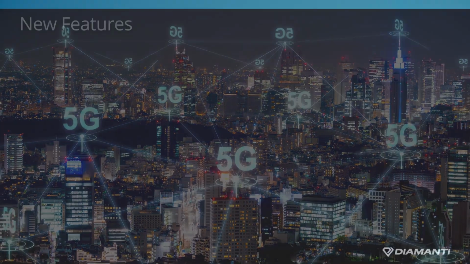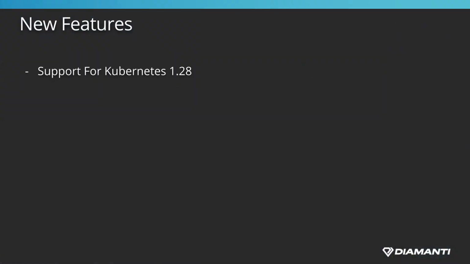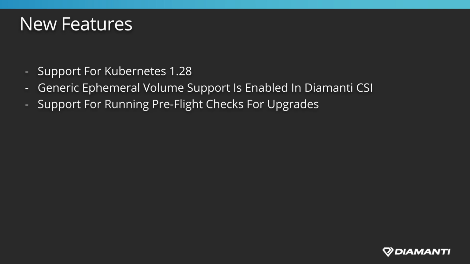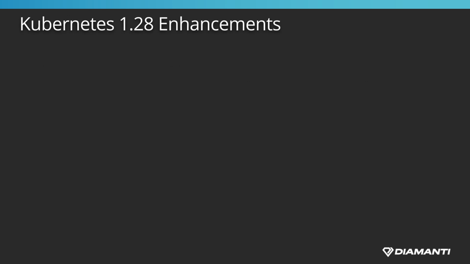This release adds support for Kubernetes version 1.28. Generic ephemeral volume support is enabled in Diamanti CSI. This release also adds support for running pre-flight checks for upgrades that will help in reducing the cluster upgrade window. Kubernetes 1.28 has many enhancements, including the supported version skew between different Kubernetes components has been expanded. So now you can make a minor version upgrade to nodes just once a year and still stay within upstream support.